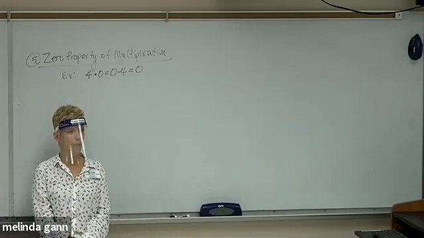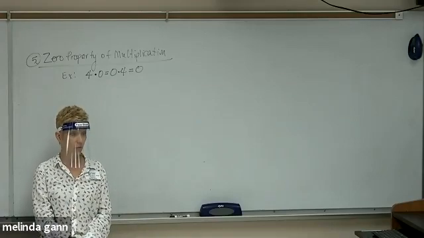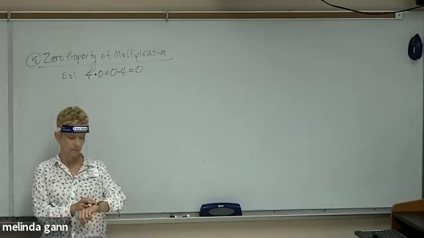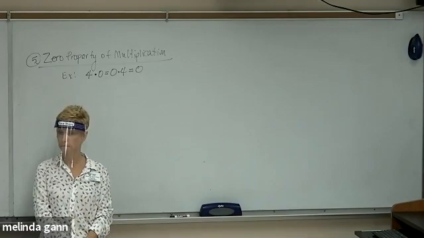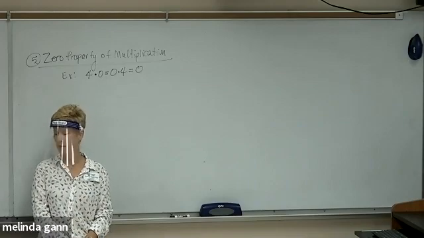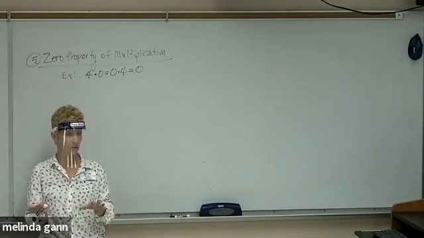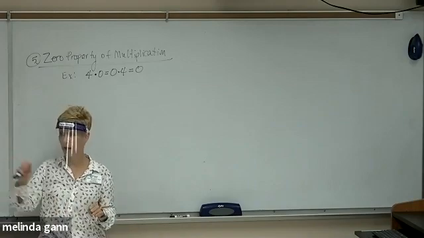But that's what property has 0 with addition? That's not what? Which property is that? Your identity property of addition. So they get confused because zeros pop up places.